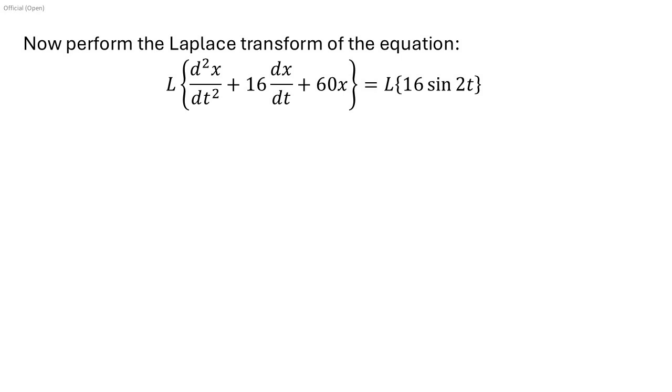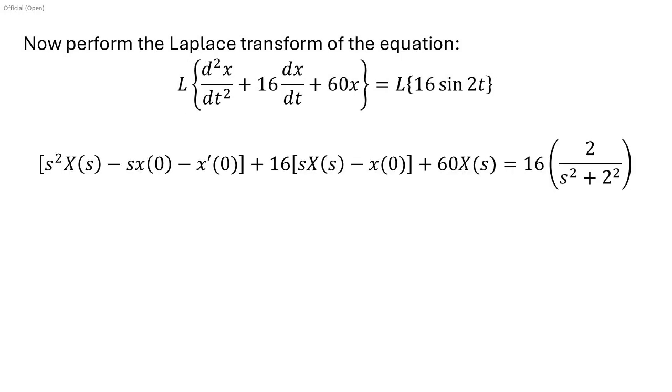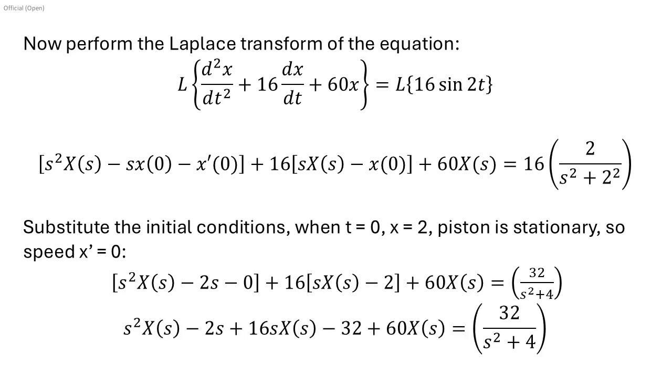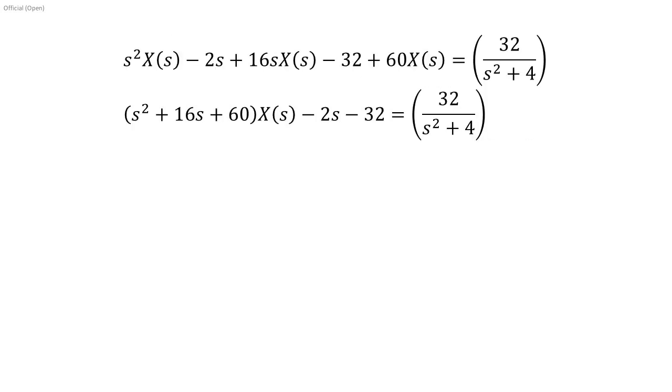Now, perform Laplace transform of both sides of the equation. Refer to the list of transforms in the formula list. Then substitute the values for the initial condition, when t equals 0. Now, when t equals 0, x is 2, and the piston is stationary, hence the speed, or x prime, is 0. Calculate all numerical coefficients, keeping them as fractions and not as decimal values.